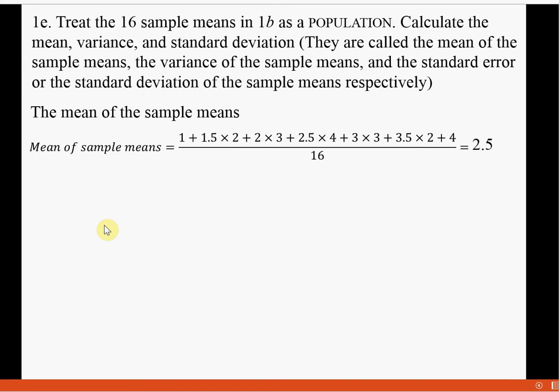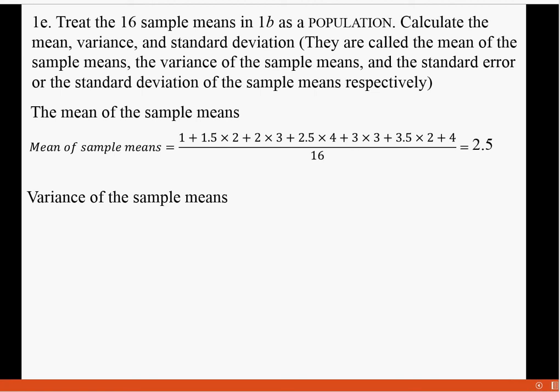Now, the variance of the sample means. We have the mean of the 16 sample means. How do we calculate the variance? From what we learned in the past, for the variance of a variable, we now treat the 16 sample means as 16 values in a variable. For each value, we subtract the mean and find the square.